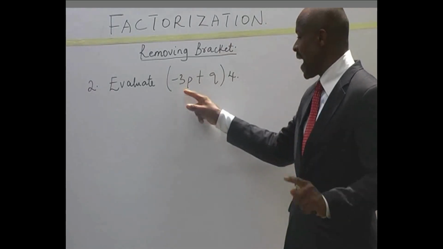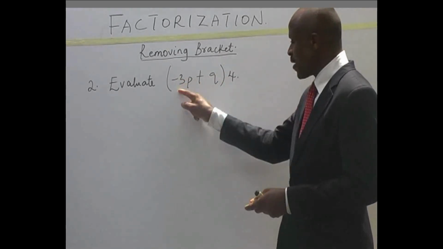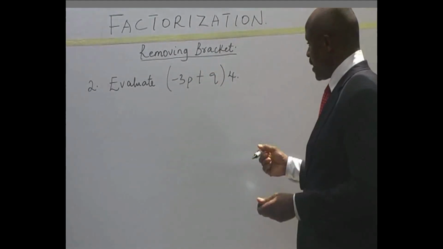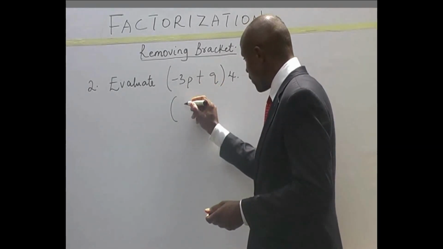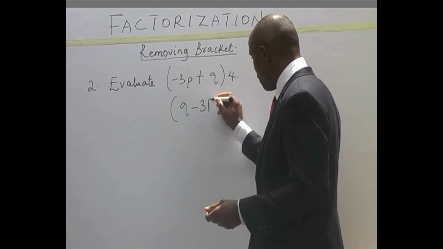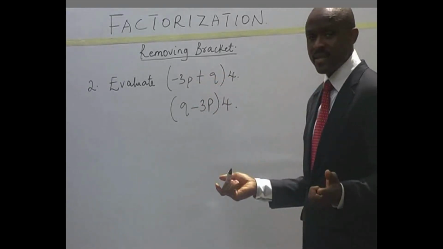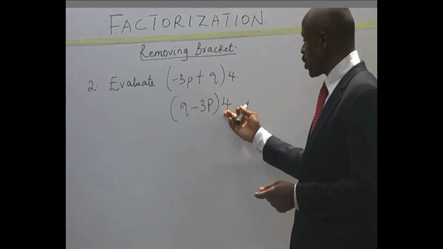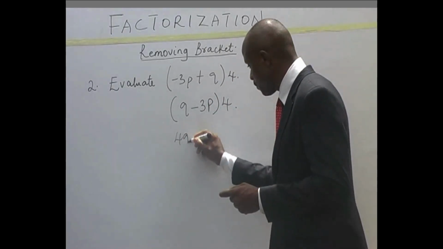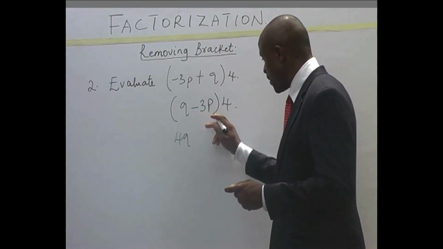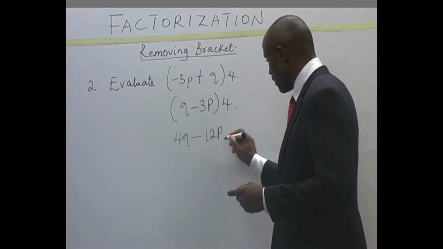What you have inside the bracket can be rewritten as q minus 3p instead of minus 3p plus q. What I mean is this. Minus 3p plus q is the same thing as q minus 3p. You also put 4 outside the bracket. This and this means the same thing. Now, just like the first question we solved, 4 times q will give you 4q. 4 times minus 3p will give you minus 4 times 3, which is 12. Then bring p.